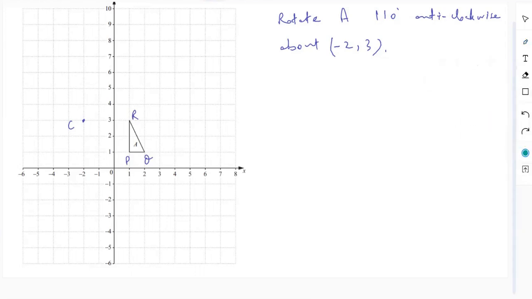Draw a line from C to P. C से P लाइन बनाएंगे, ठीक है. You will place your protractor on this line. इस लाइन के ऊपर अपना प्रोटेक्टर रखेंगे with the center of the protractor on this point C. C के ऊपर सेंटर रखेंगे और इस लाइन के साथ अलाइंड होगा like this. Okay? You will measure this angle.